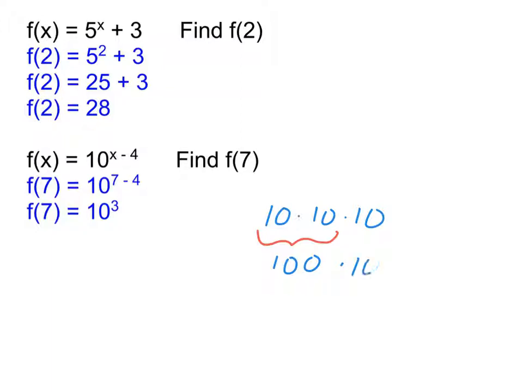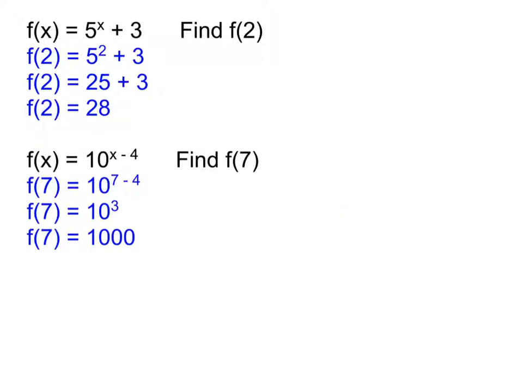And what's 100 times 10? If you don't know, the trick is that anytime you multiply something by 10, you add another 0 onto the end of it. It's 1,000. So yes, it is 1,000. And so f of 7 equals 1,000. That's the way your work and your answer should look. Make sure you got that right on your paper.